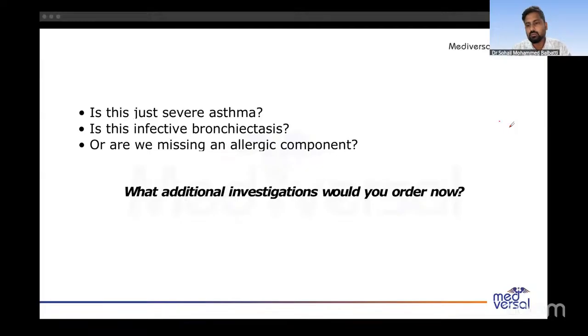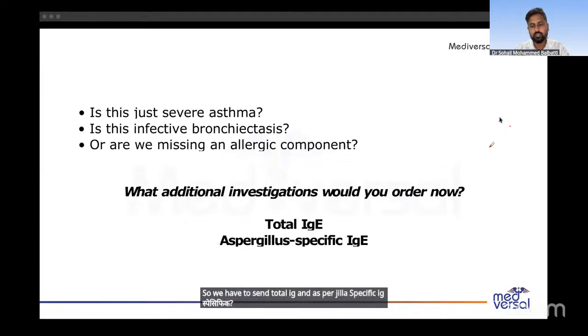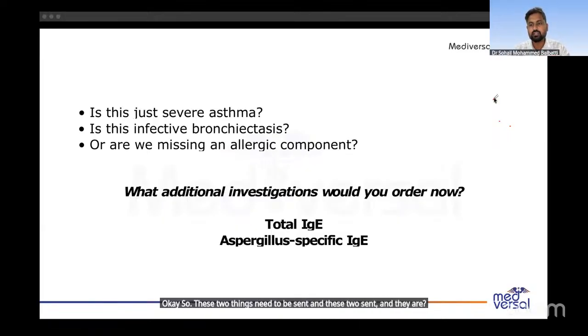Sputum color. What do you assess with sputum color? What investigation do we have to send other than IgE? If you are suspecting an allergic component in the etiology, I have told you one etiology. So we have to send total IgE and aspergillus specific IgE. These two things need to be sent, and these two were sent, and they were found to be on the higher side.